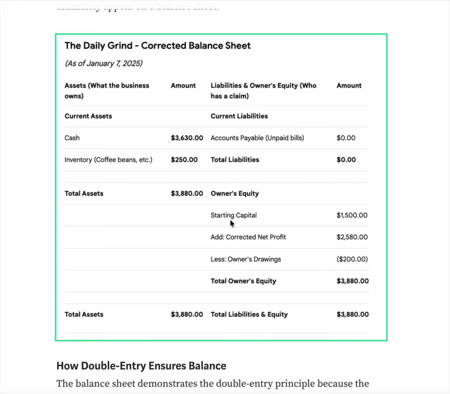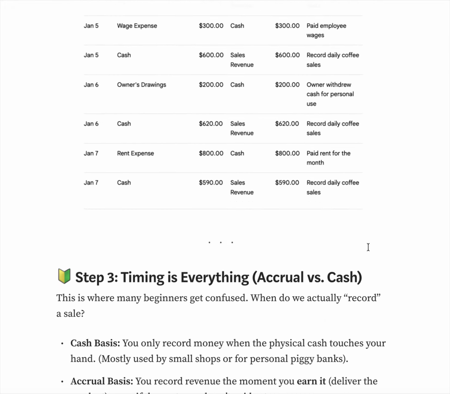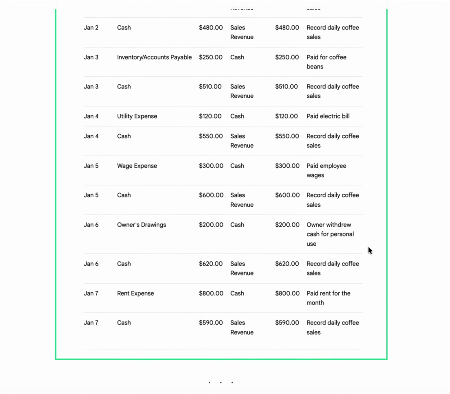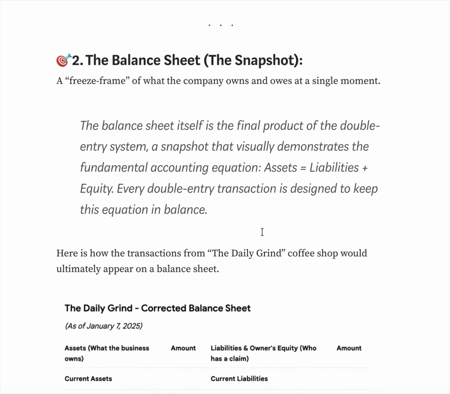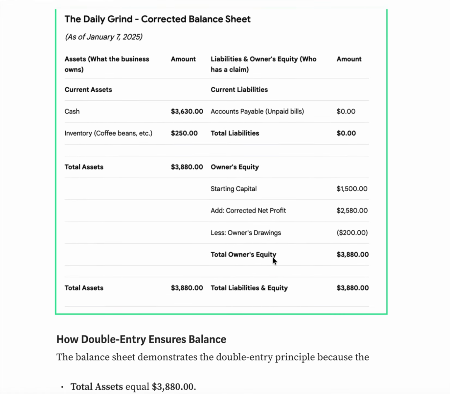But you have the starting capital of 1,500, and then you add the net profit, which is 2,580, and the owner's drawing, which is what the owner took for personal use. Here you also add that, and the total owner's equity is 3,880, as you can see here. So the total assets balance the total liabilities and equity.